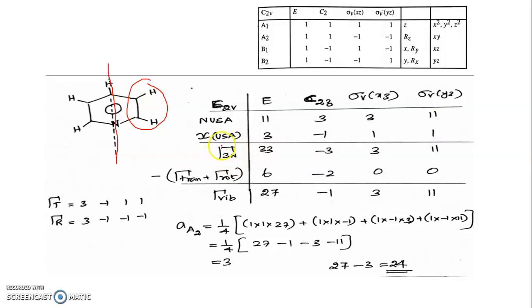I told you already that 3n coordinates consist of translation, rotation and vibration, all three. We want only vibration, so we should subtract translation and rotation, right? Now listen, for translation we should see x, y, z. For x we have these characters: 1, -1, 1, -1. For y we have 1, -1, -1, 1. For z we have 1, 1, 1, 1, right? Now add the characters of x, y and z. If you add, you will get this answer.